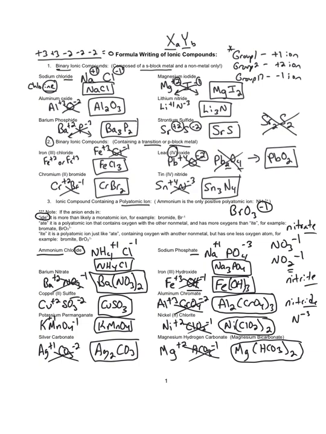Silver carbonate. Silver is Ag with a +1 charge. Carbonate is CO3, -2. Cross-dropping, we get 2 silvers for every carbonate, Ag2CO3.